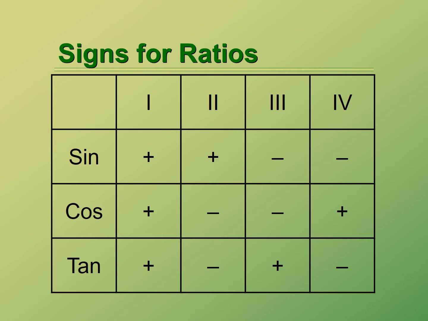And then in quadrant 4, your y's are negative, which means that sine is negative. However, your x's are positive, so your cosine will be positive. And since you have a negative and a positive, your tangent in quadrant 4 will be negative.